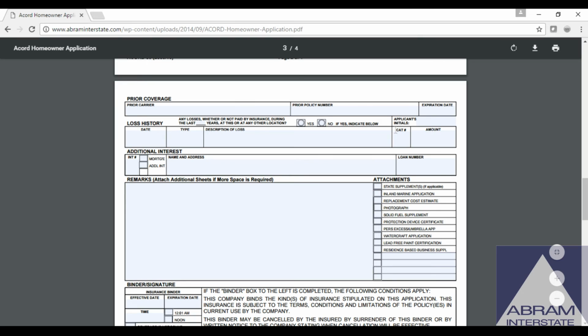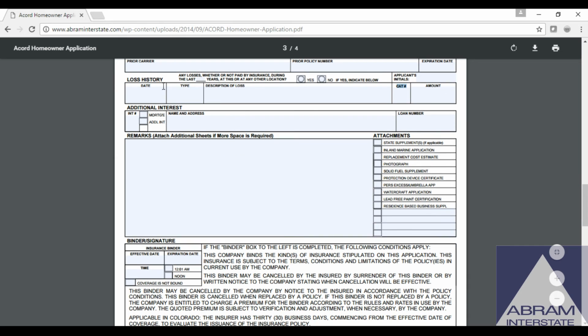CAT number is going to refer to whether it was a catastrophic loss. If you don't have that on hand, that's fine. We can obtain it for you. If this space is not enough to provide us with all of the loss details, please drop down here to your remarks section and continue providing loss information.